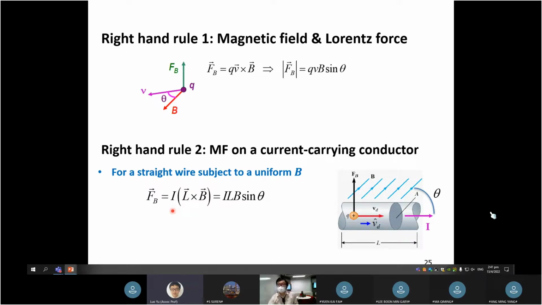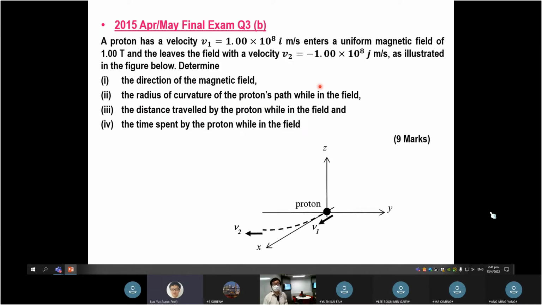But for the first equation, there's the direction of QV. Depending on whether your Q is positive or negative, my index finger should either point to the direction of V or opposite to the direction of V. For positive charge, the index finger points to the direction of V. For negative charge, it points opposite to the direction of V. This is what we have to bear in mind. Okay, those are the 2 right-hand rules for force.